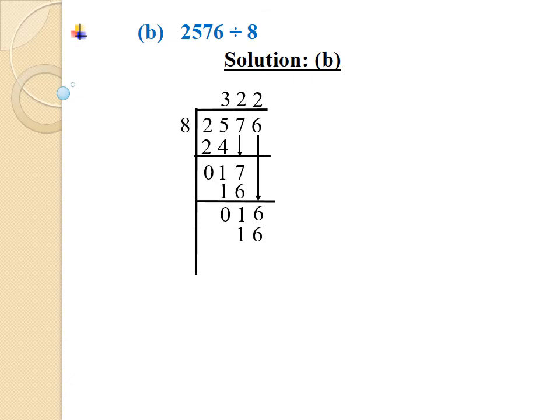Now we have to subtract 16 from 16. Thus, subtracting 16 from 16, we get remainder 0. Thus, 2576 divided by 8 equals to 322.